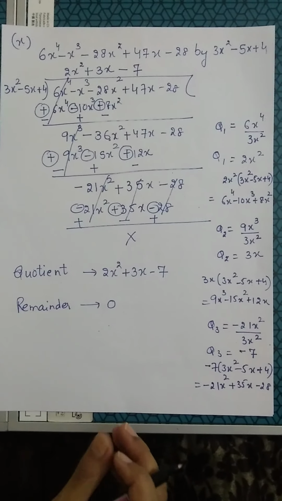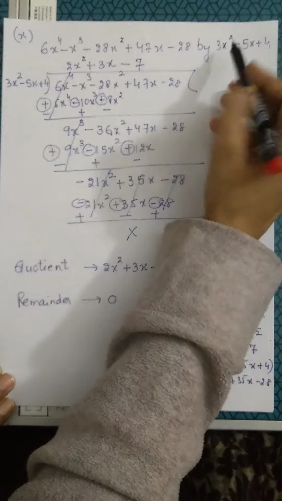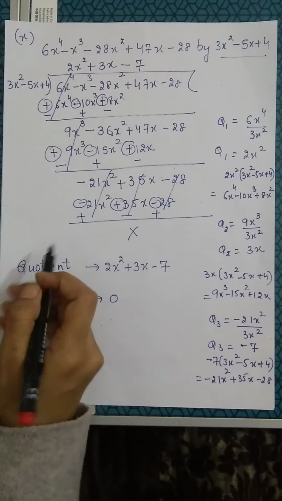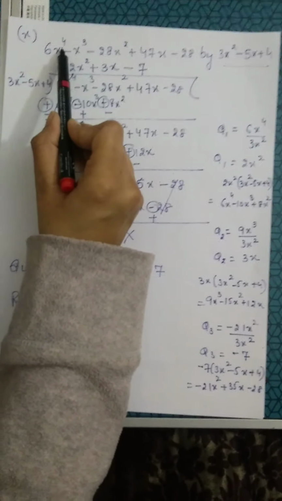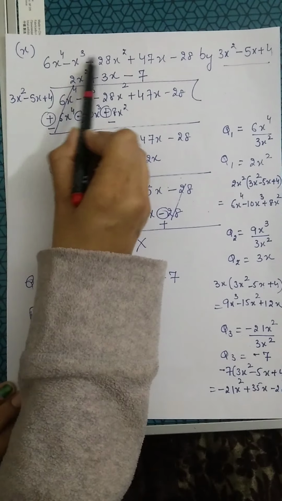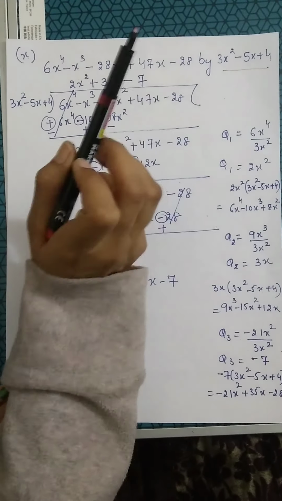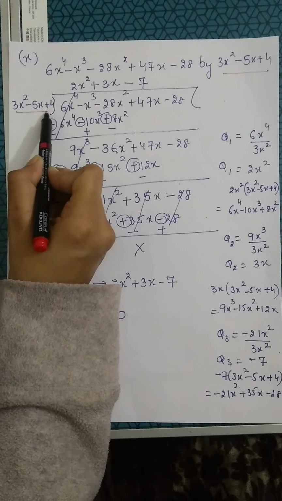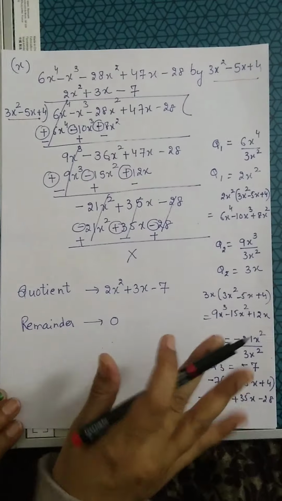Okay, let's try one more type here where a polynomial is divided by a trinomial. Method will remain the same. If I check this here, powers of x are 4, 3, 2, 1, 0. So they are already written in descending order. I need not write any other term here. Divisor is 3x square minus 5x plus 4. The method will remain the same here again.